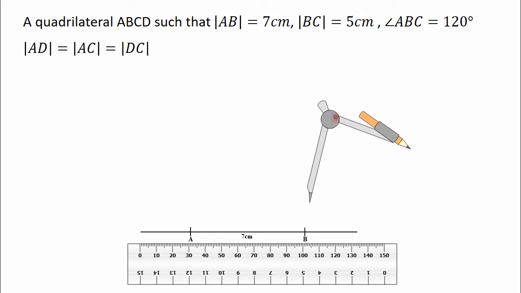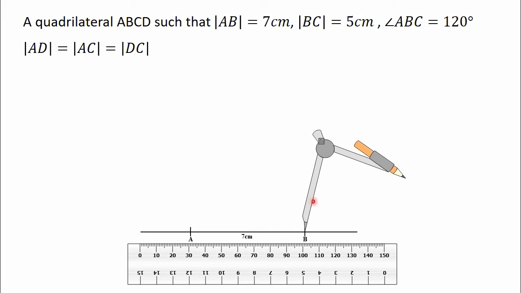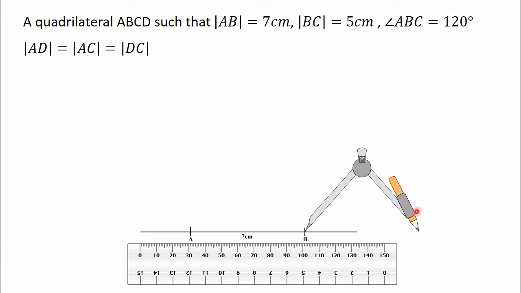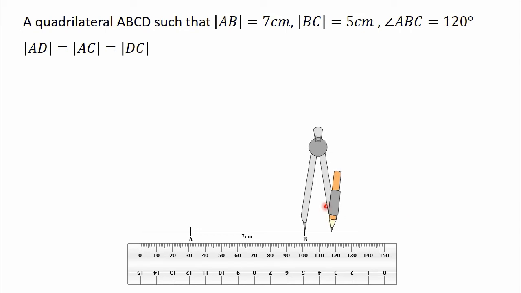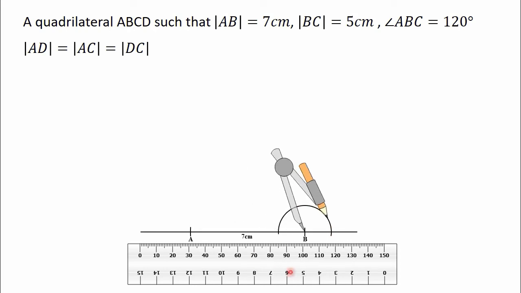To do that, you move the needle of the compass to point B. Then you adjust the compass a little bit. Then after that, you turn it. You construct a semicircle on the line AB using point B as the center. Now with the same radius that you used to construct the semicircle, you move the needle of the compass to this point. So without changing the radius, you move the needle of the compass to this point, then you turn it and you construct an arc to intersect the semicircle.